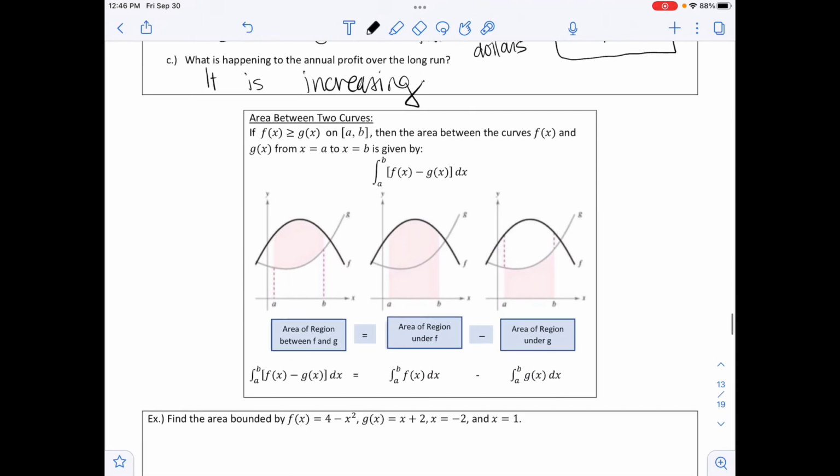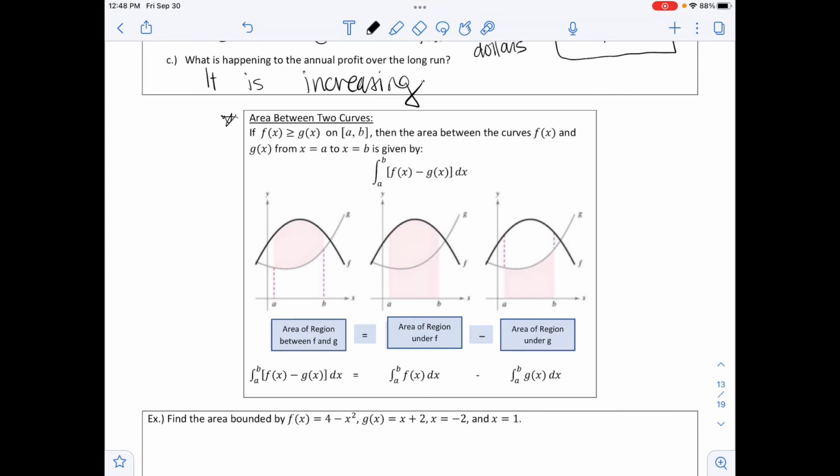The next thing that we have is the area between two curves. The area between two curves, if f of x is greater than or equal to g of x on the interval from a to b, then the area between the curves f of x and g of x from x equals a to x equals b is given by the integral from a to b of f of x minus g of x.